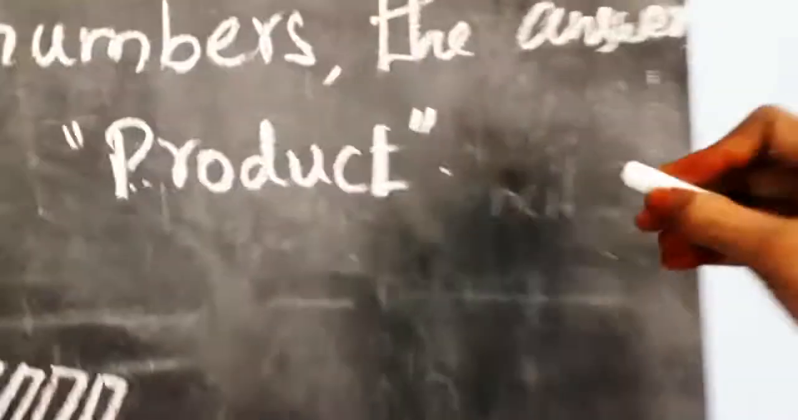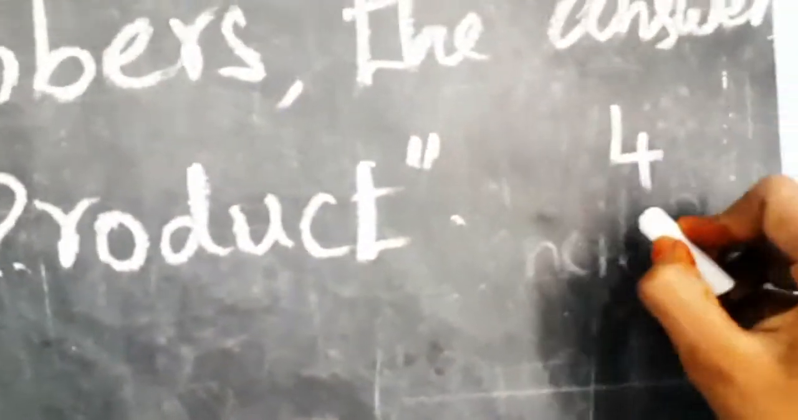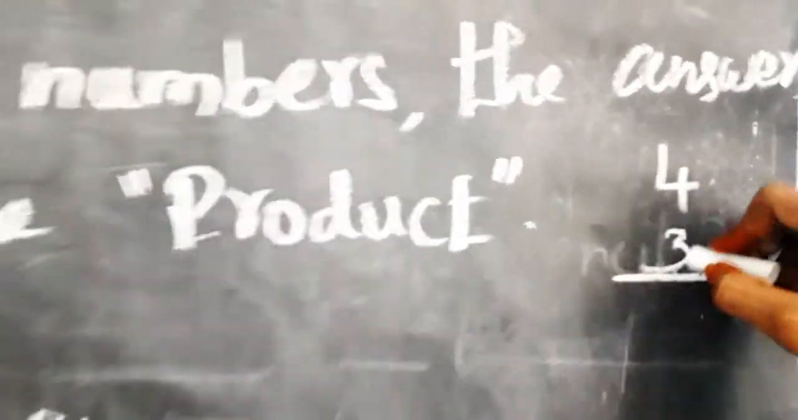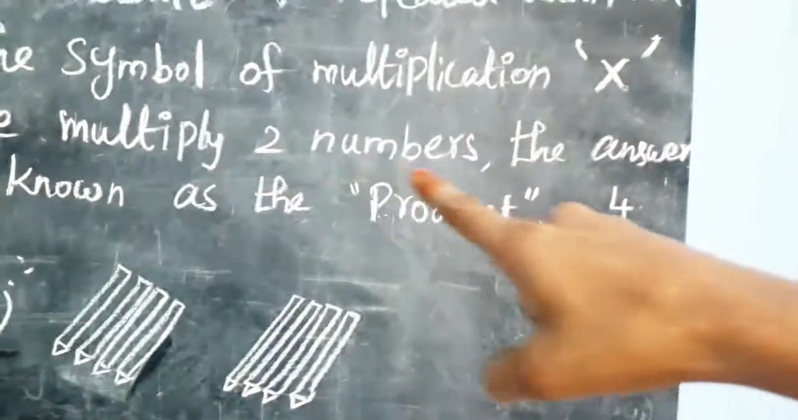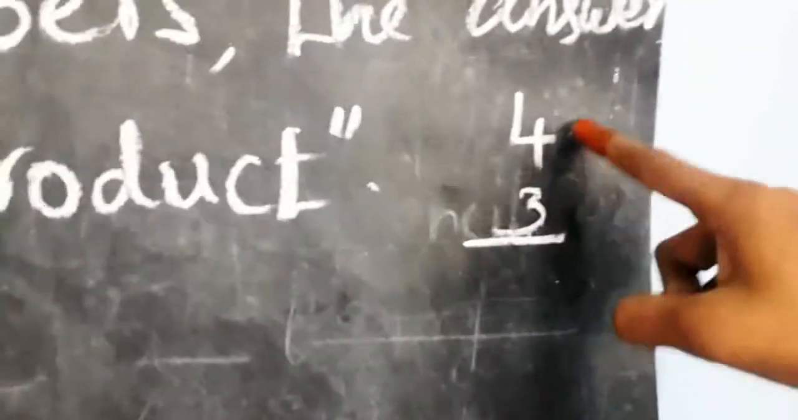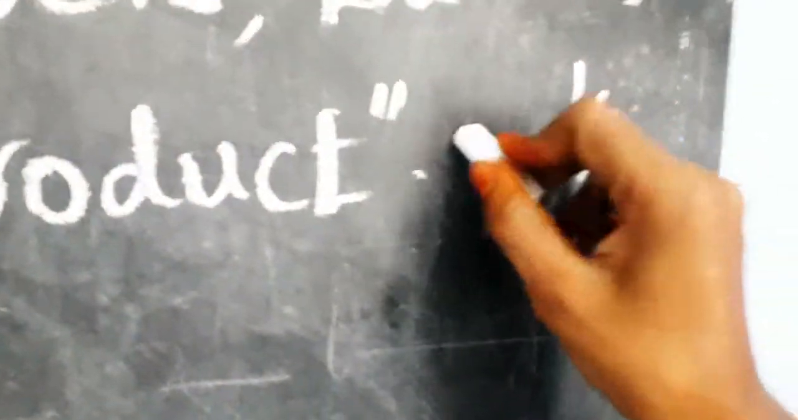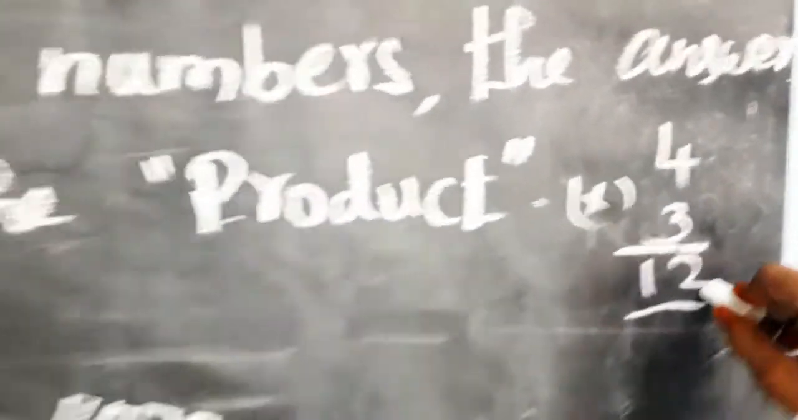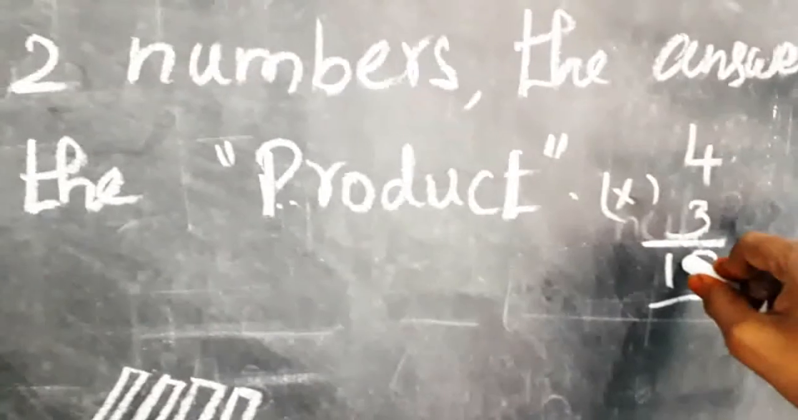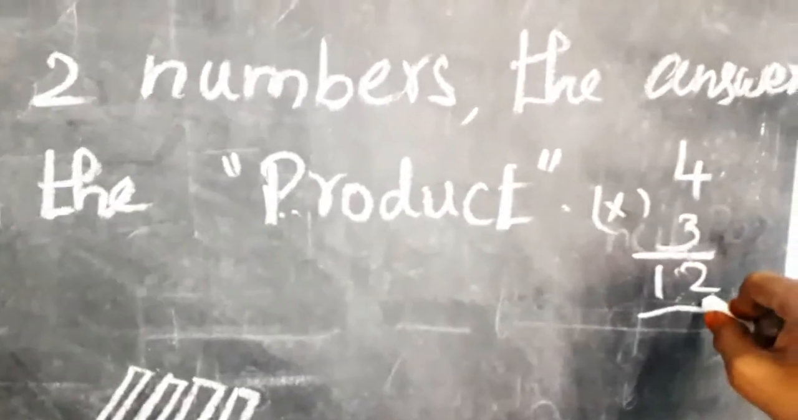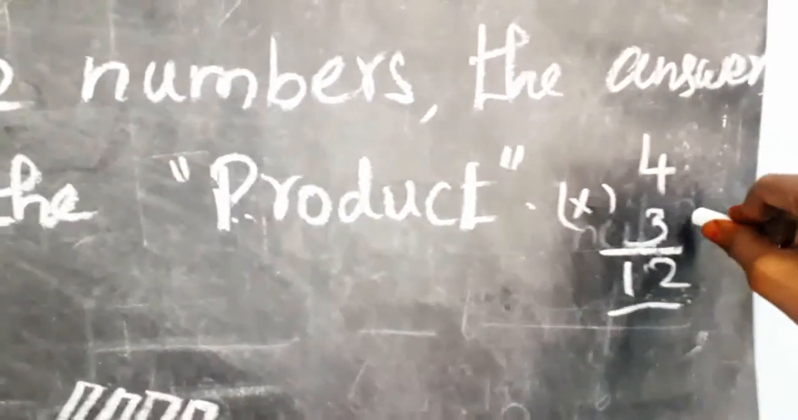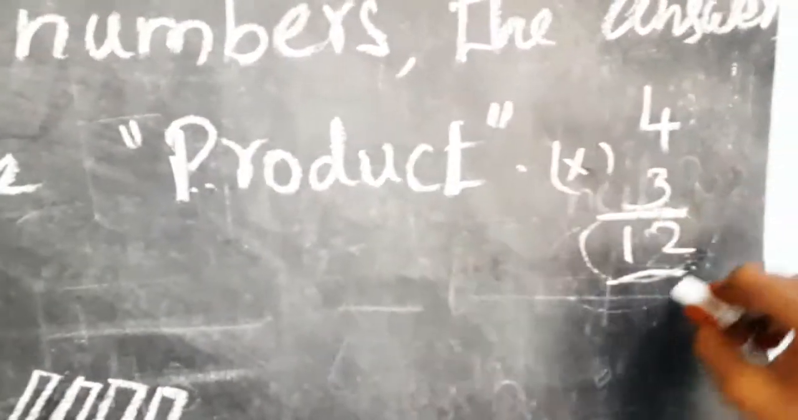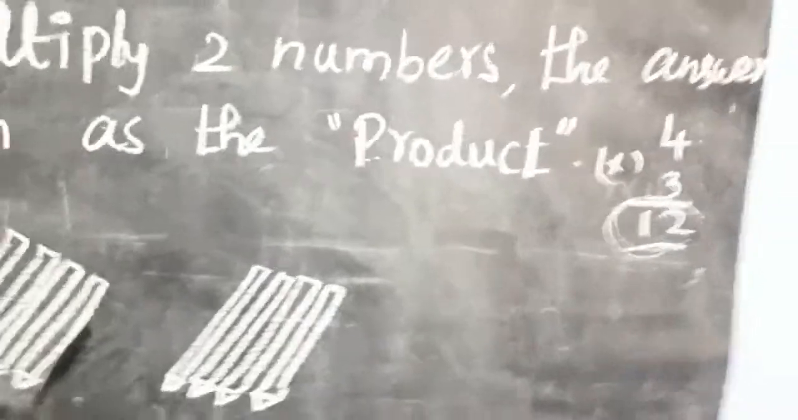Look at the example. Here I take 4 and 3. Here are two numbers. When we multiply two numbers, 4 3s are 12. That is the product. When we multiply two numbers, the answer is known as the product. So the product is 12.